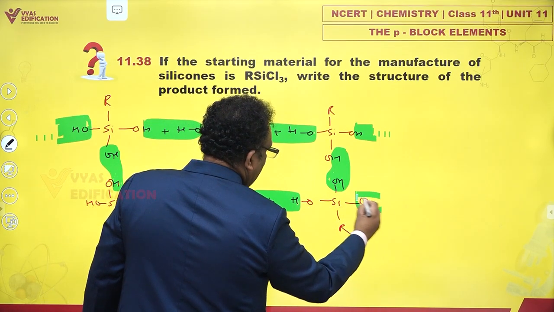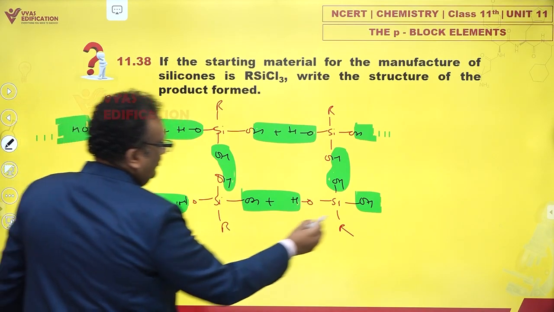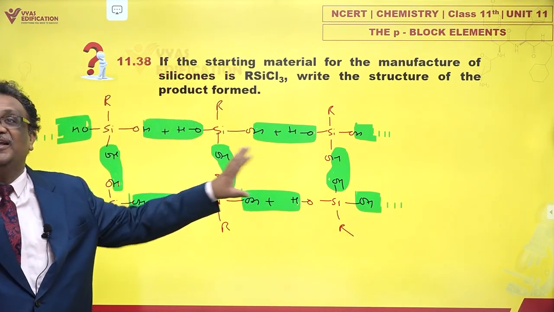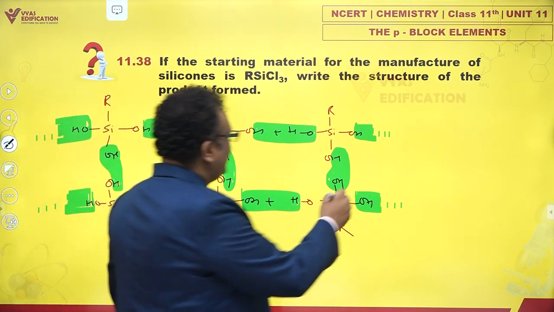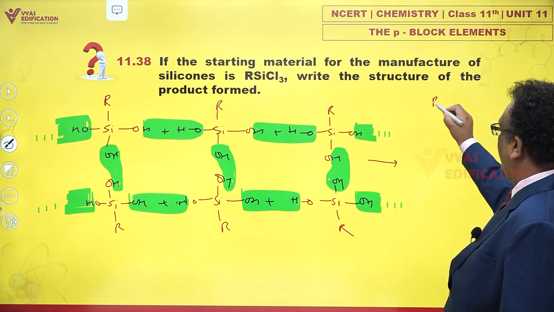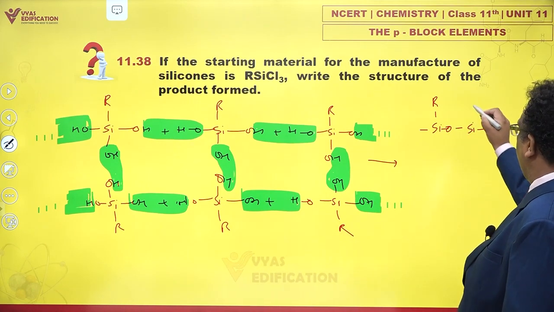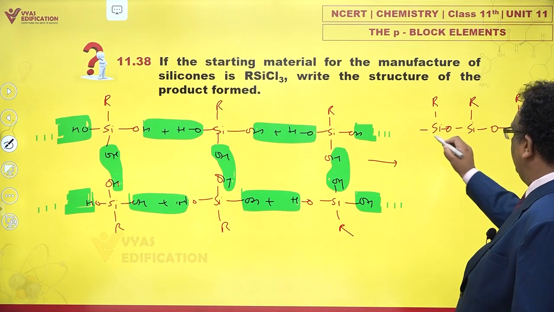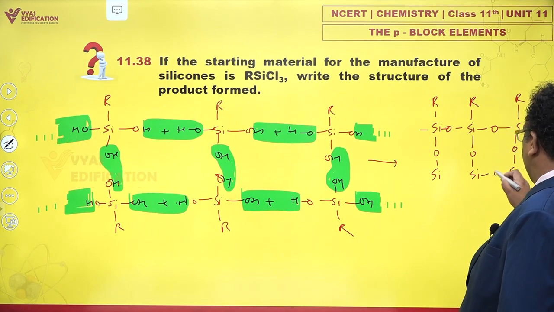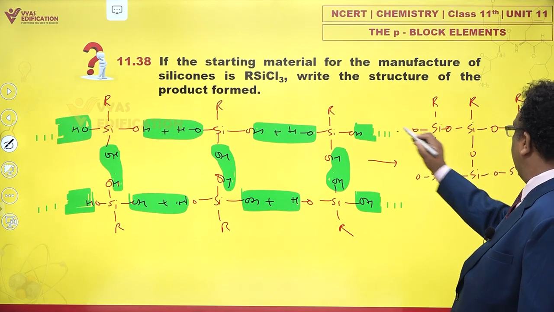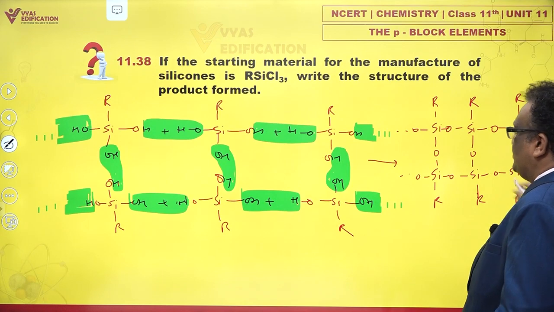And it becomes very fashionable, you know, like this. It seems to get a kind of a ladder like this, okay? And where does that leave you? If we condense this, you know what we get? We get R, Si, O-Si, O-Si. You have R groups here, and you have O-Si, O-Si, O, O. You get a ladder-like structure.